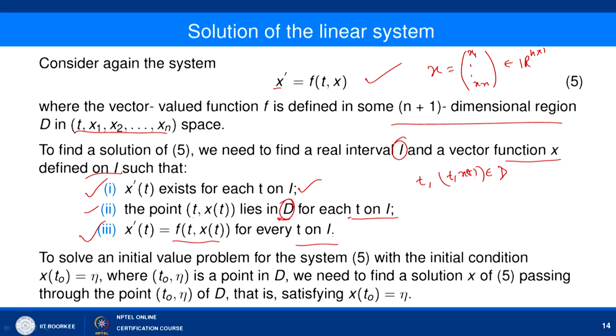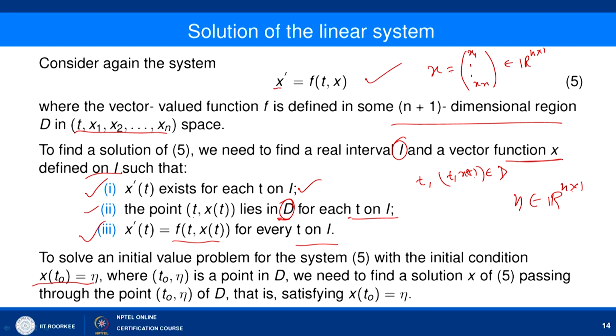If it is happening, we call the vector valued function x a solution of the system 5. And to solve an initial value problem for the system with the initial condition x(t0) = eta. So along with this equation number 5, if we have the initial condition given as x(t0) = eta, here eta is also a vector of size n cross 1.